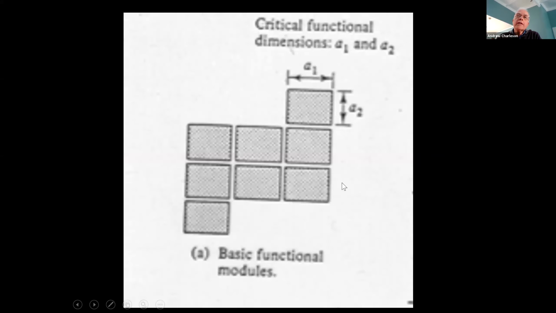In terms of the placement for your columns, you really should be thinking about the critical functional dimensions for your design. Like these might be rooms or office spaces. And so your building structure will be guided so that the structure does not intrude on any of those functional spaces.